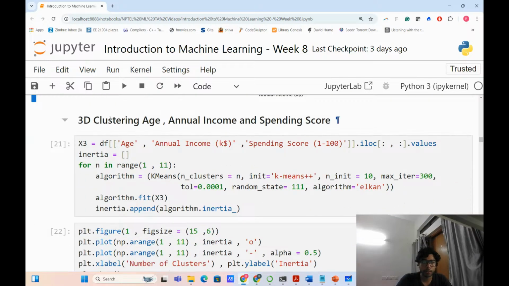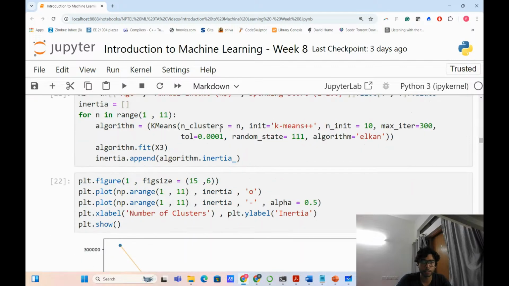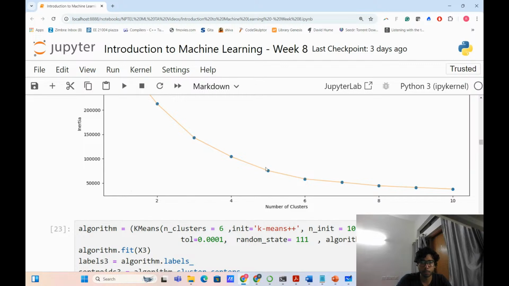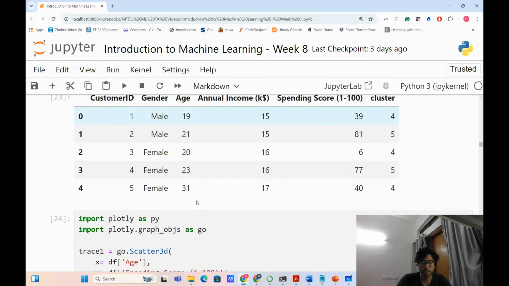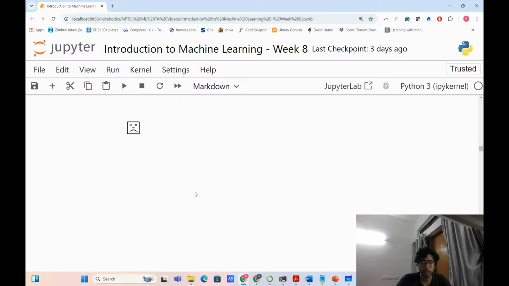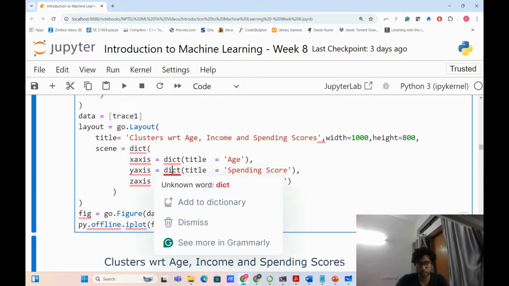And then again, we do it for 3D using age, annual income, and spending score. So three variables. We again do the elbow plot. This time the elbow happens at 6, so we make 6 clusters, right? And these are the clusters that you can see over here.